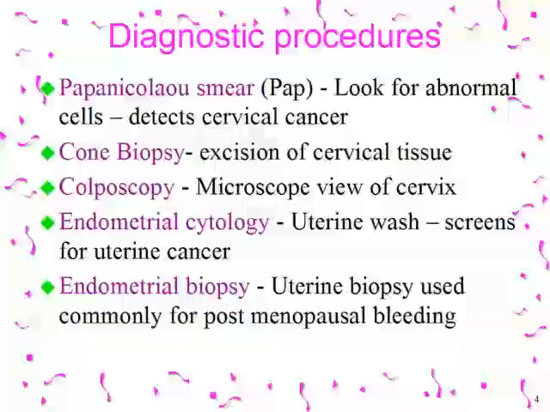Diagnostic procedures that can be included as far as GYN procedures include the pap smear, which we're going to talk about in more detail later. This actually looks for abnormal cells and can detect cervical cancer. A cone biopsy is where an excision can be taken of cervical tissue. A colposcopy looks at a microscopic view of the cervix. And endometrial cytology is a uterine wash. It screens for uterine cancer, and an endometrial biopsy is a uterine biopsy used for postmenopausal bleeding types of issues.